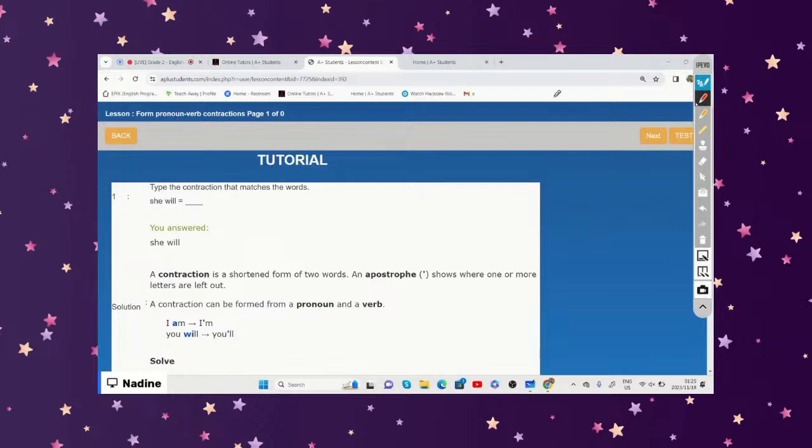All right, so if we basically find the contraction of she will, then it will be she, which is our pronoun. You're going to leave out the W and the I. We put the apostrophe in its place and we add the double L, which means that our contraction is she'll. So she will means she'll.